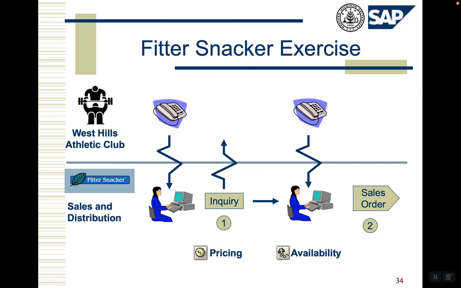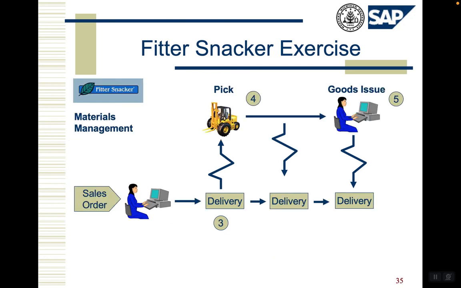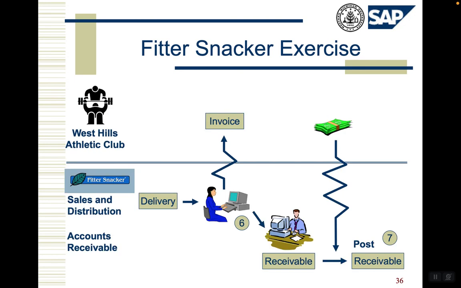Right? So all of these things we've talked about, we're going to see in our fitter snacker exercise. All these different pieces of the ERP system. It's a fairly simple, straightforward process, but it also is one that touches upon all these different pieces of the ERP environment. And that is the completion of our overview for the ERP order to cash process.